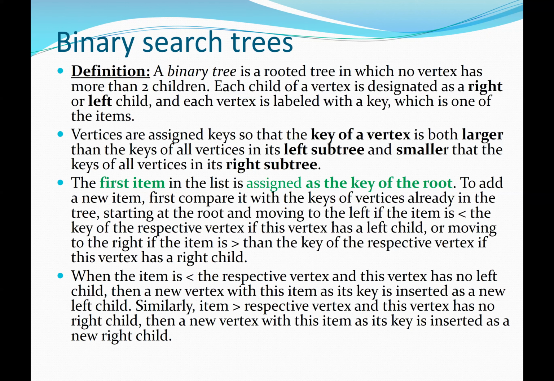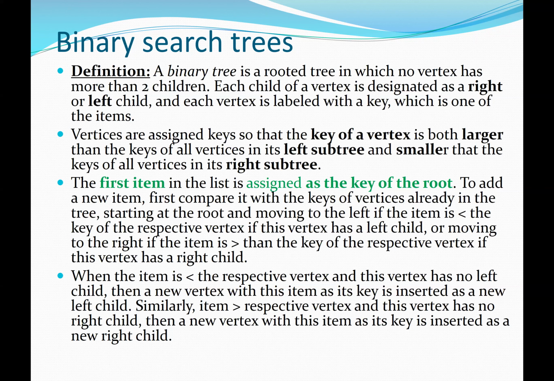So when the item is less than the respective vertex and this vertex has no left child, then the item will be the new left child, right? Similar for the right side comparisons. All right, so that's how we build a binary tree. Remember, the smaller one will be on the left-hand side, the larger one will be on the right-hand side, and we do comparisons.